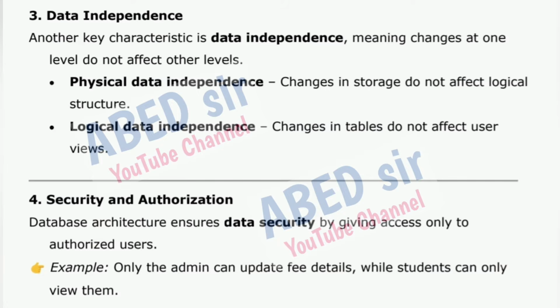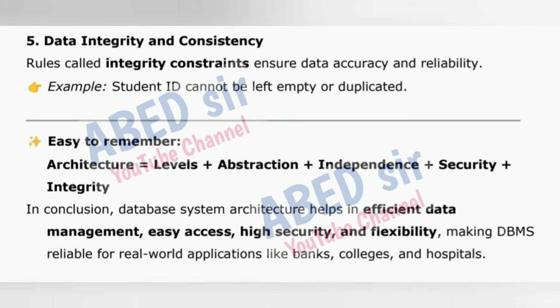4. Security and authorization. Database architecture ensures data security by giving access only to authorized users. Example, only the admin can update fee details, while students can only view them. 5. Data integrity and consistency. Rules called integrity constraints ensure data accuracy and reliability. Example, student ID cannot be left empty or duplicated.